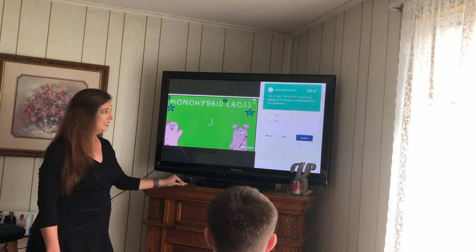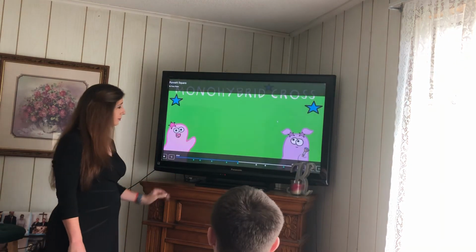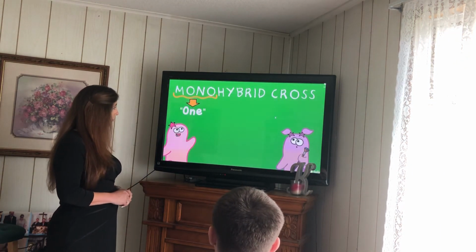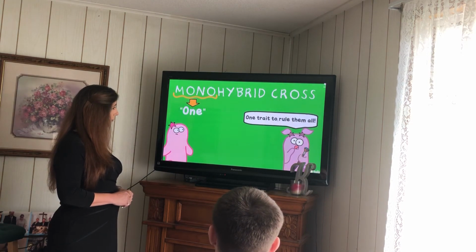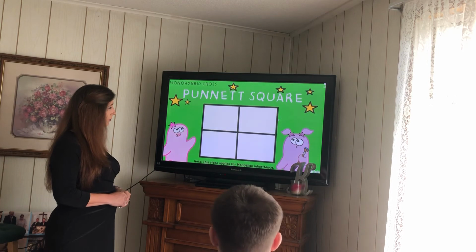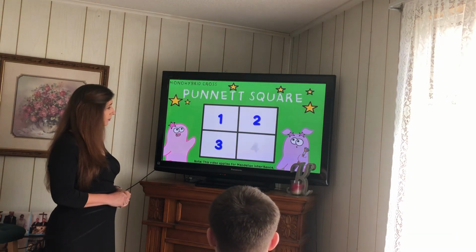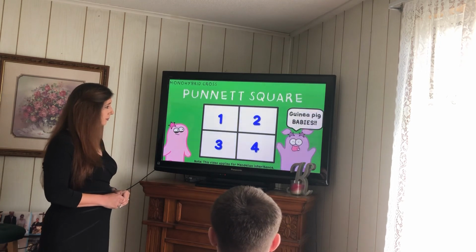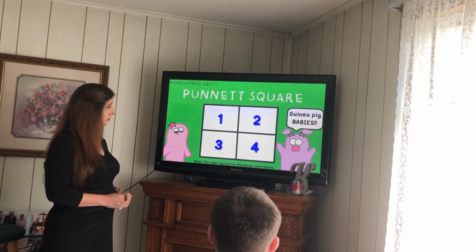You were right. Try a monohybrid cross. The root mono means one because it focuses on one trait, in this case, hair. And that means a Punnett square would need to be created like this with 4 squares. In our cross, we are going to cross 2 heterozygous guinea pigs. So let's look at this in steps.